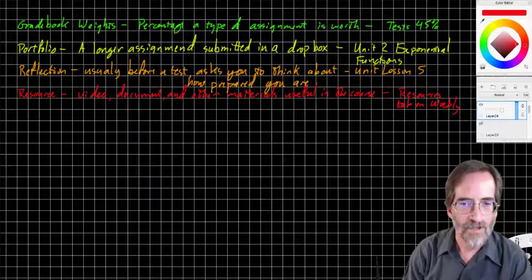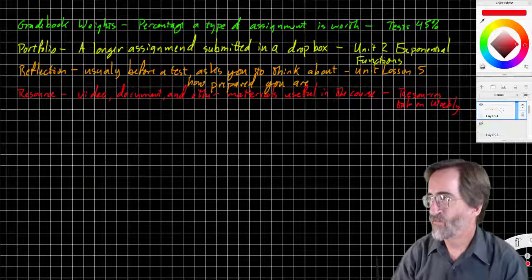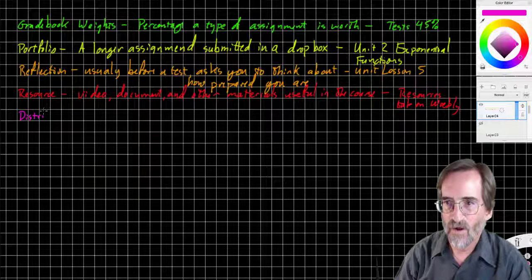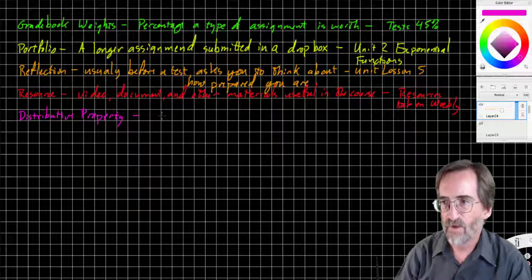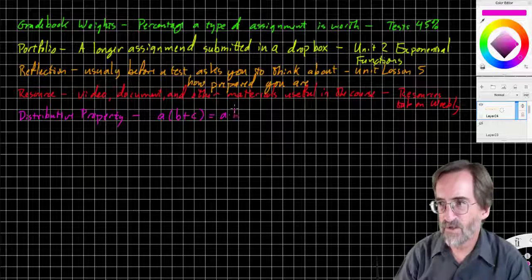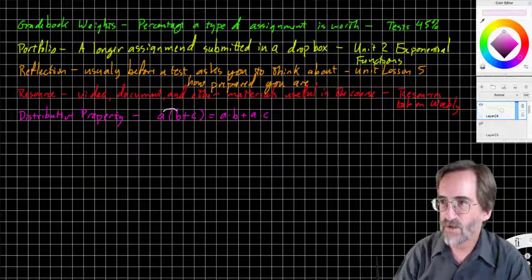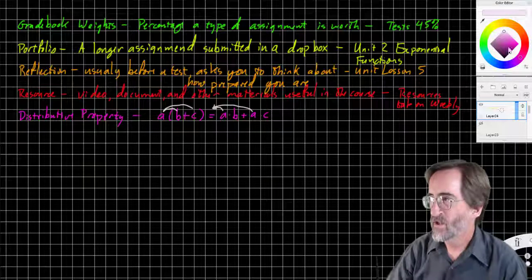Next word. Distributive property. This actually is a property that is a formula. A times (B plus C) equals AB plus AC. That is, we can distribute the A to the B and the C, or we can pull the A out of the AB and the AC. It goes both ways.